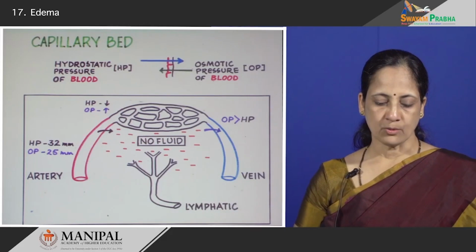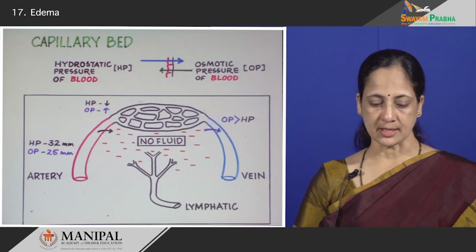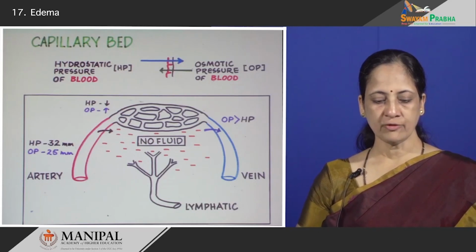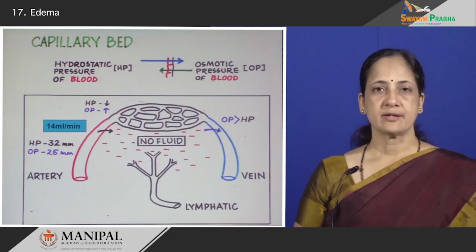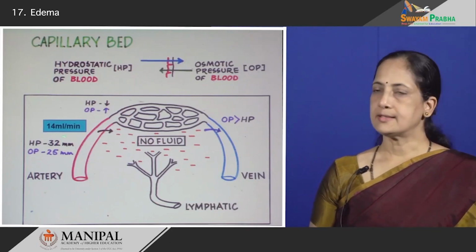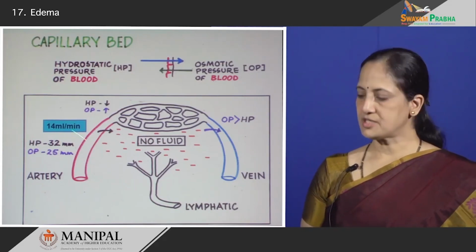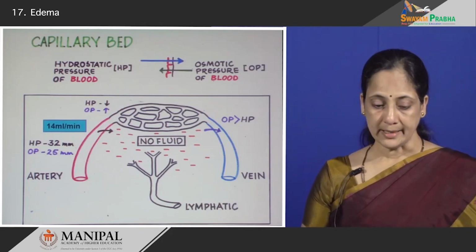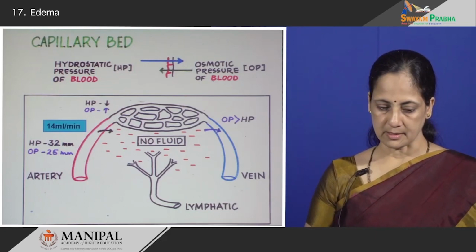If the hydrostatic pressure within the vascular compartment increases, it forces fluid out into the interstitial compartment. Similarly, if the colloid osmotic pressure decreases, it forces fluid into the interstitial compartment. Now, when we go to the microcirculation level, there is about 32 millimeters of pressure exerted by the hydrostatic component in the intravascular compartment. The interstitial hydrostatic pressure is about 3 millimeters. So, a net 14 ml per minute of fluid moves out from the intravascular into the interstitial compartment.